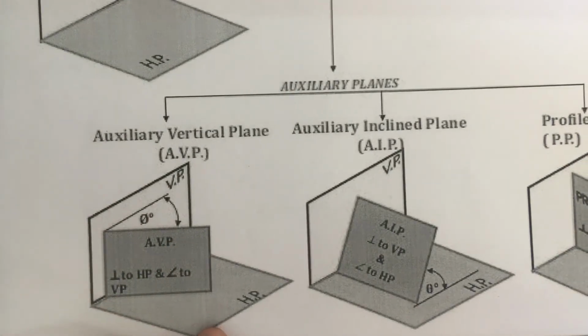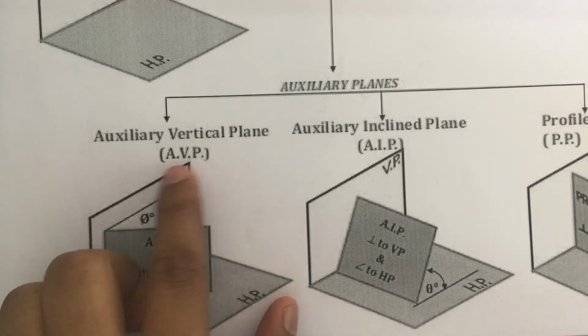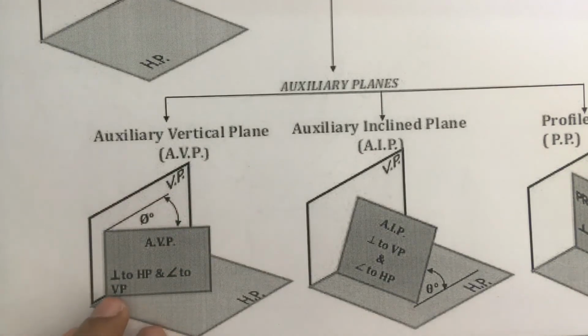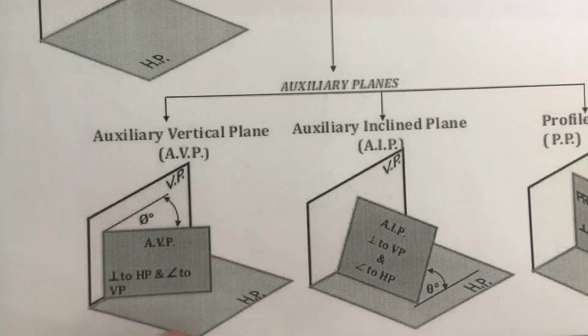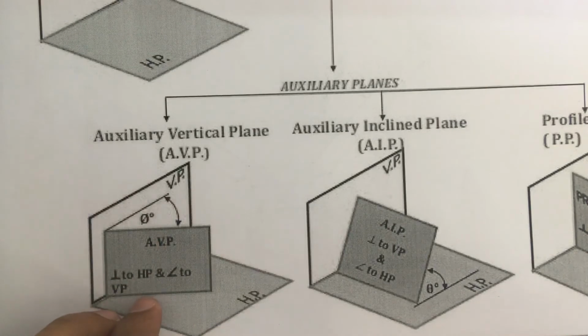Let's see that. First, we are taking the auxiliary vertical plane, or a sectional plane making inclination with the vertical plane. So in that case, the plane is always perpendicular to the horizontal plane. So this cutting plane is perpendicular to the horizontal plane and making some inclination with the vertical plane.